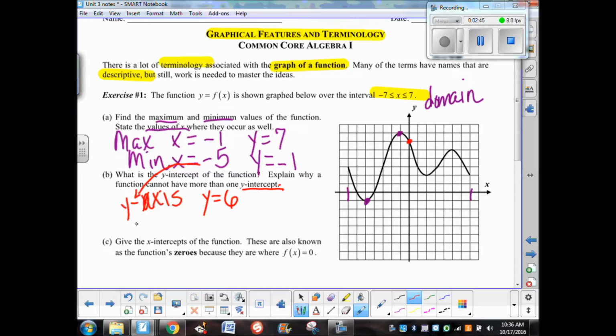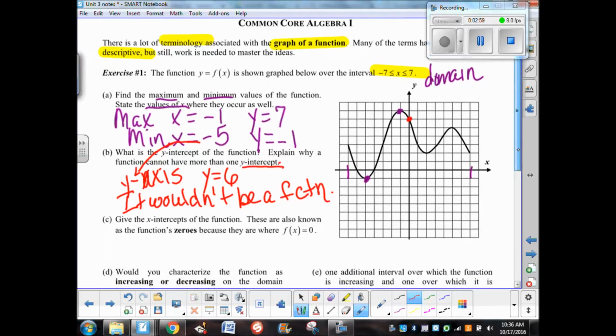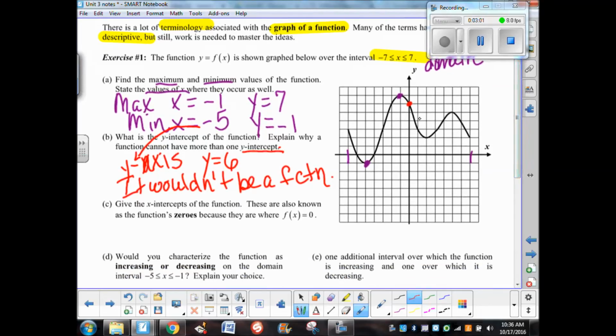Then it wouldn't be a function anymore. It would violate that function definition. Or considering the graph, it wouldn't pass the vertical line test.